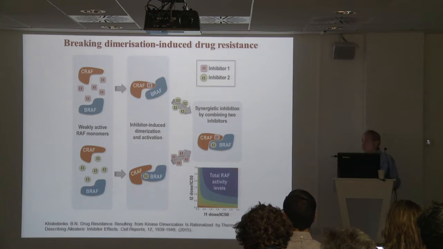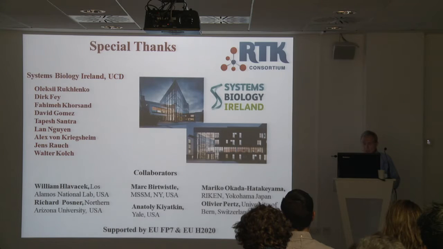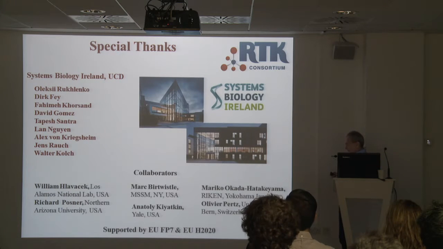So this is a cartoon which basically shows you that there are two monomers which can bind to each other, and then the inhibitor induces dimerization. But if you combine two inhibitors, there is synergistic activation. And with this I would like to finish.